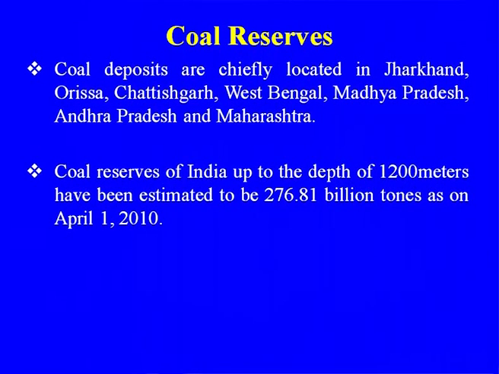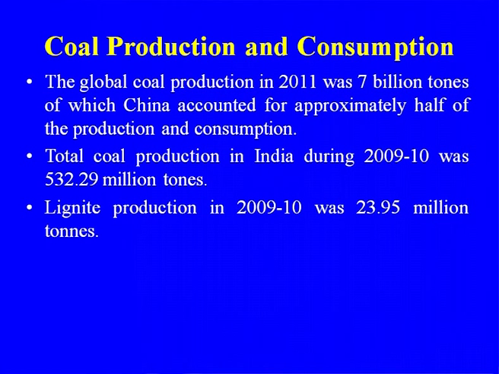Coal deposits are chiefly located in Jharkhand, Odisha, Chhattisgarh, West Bengal, Madhya Pradesh, Andhra Pradesh, and Maharashtra in India. Coal reserves in India up to a depth of 1200 meters have been estimated to be 276.81 billion tons as on April 1, 2010. The global coal production in 2011 was 7 billion tons, of which China accounted for approximately half of the production and consumption. This is the reason the coal in China is also being used for the production of chemicals. Total coal production in India during 2009-10 was 532.2 million tons.